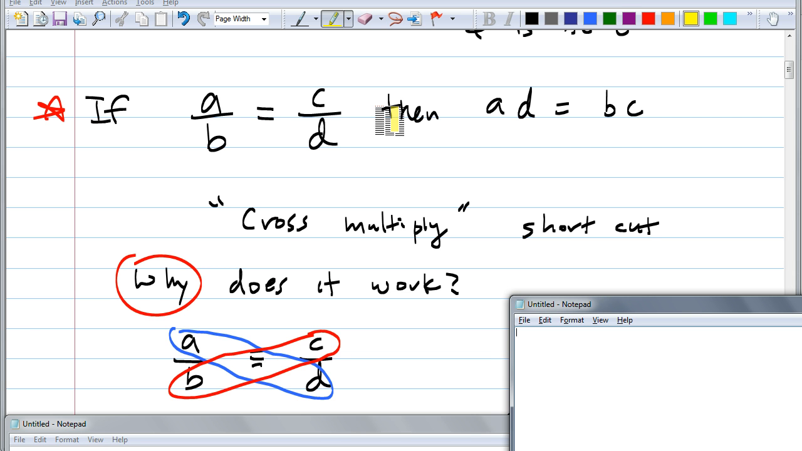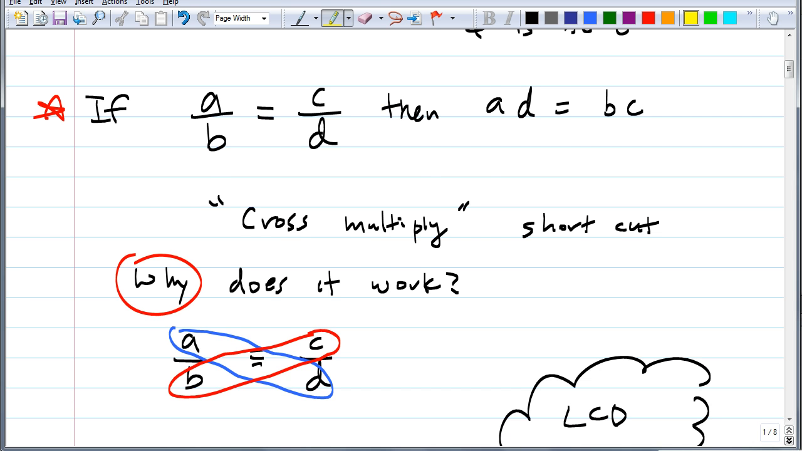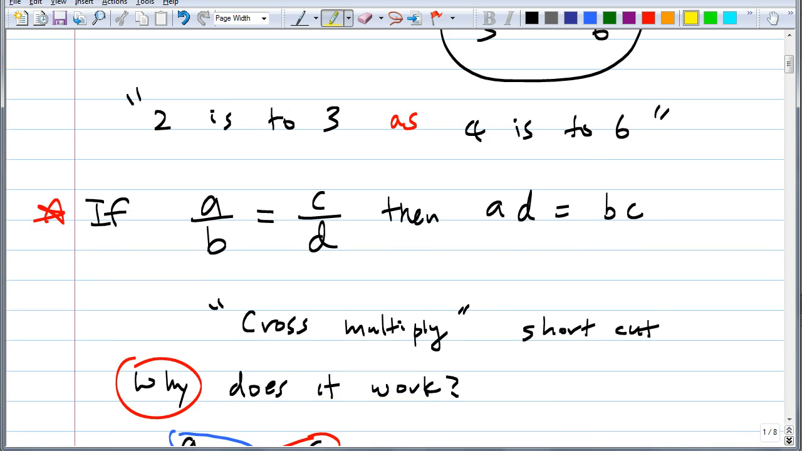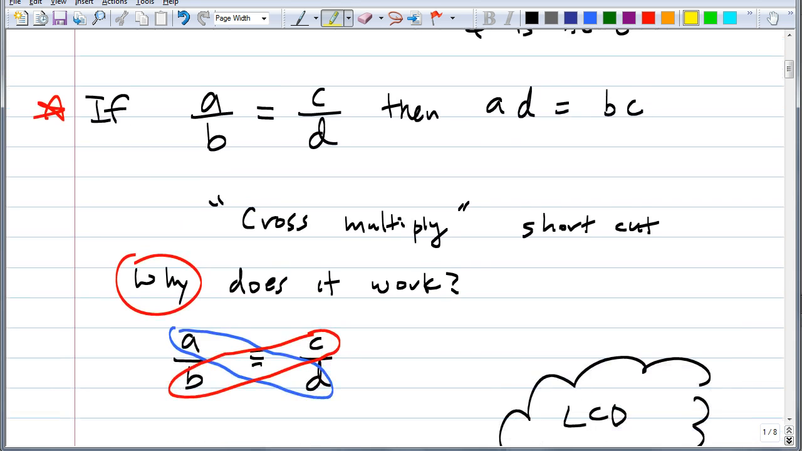Because since it's equal, the A and C are the same amount. And so if you put them into LCD, then they're both... Oh, I showed you the answer. Yeah, it has to do with the LCD.